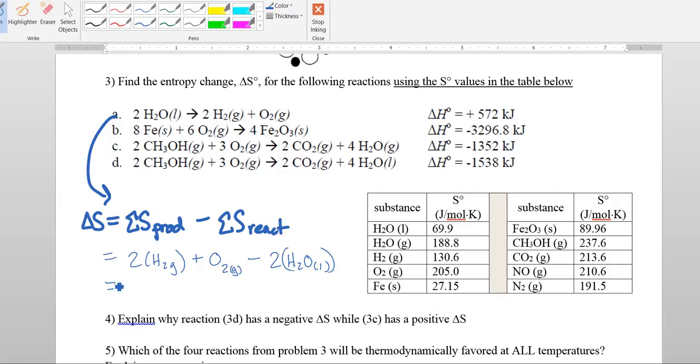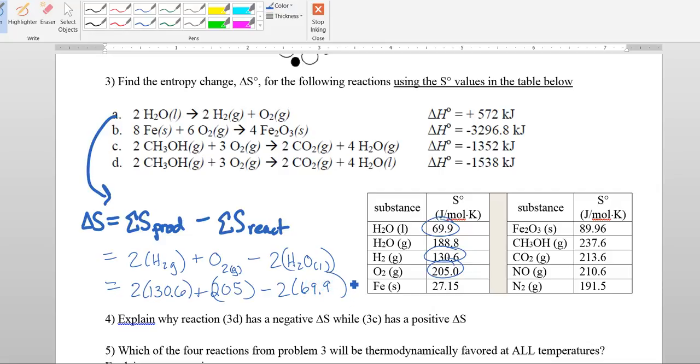So we're going to look over here at our table. It looks like H2 is right here. So 2 times 130.6 plus our oxygen is 205, minus 2 times the liquid water. So you've got to make sure you use the right value.